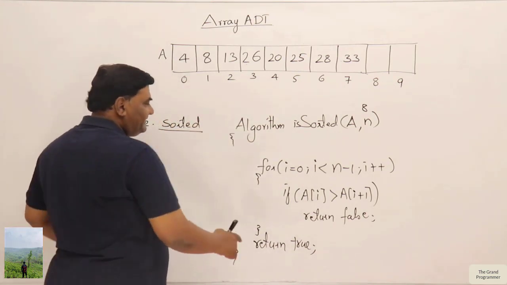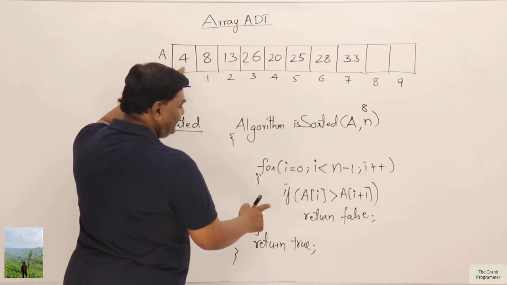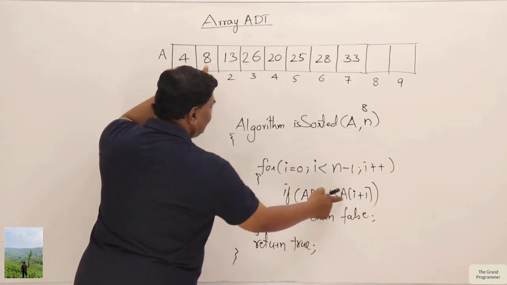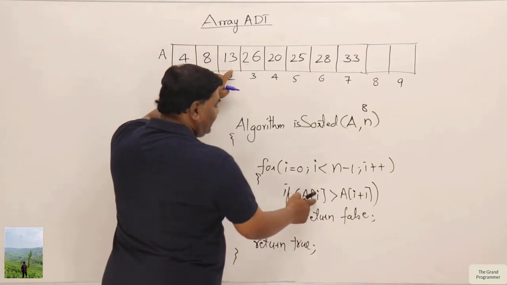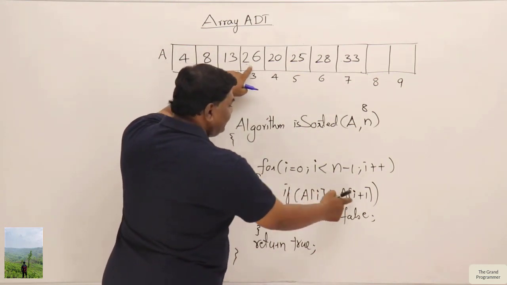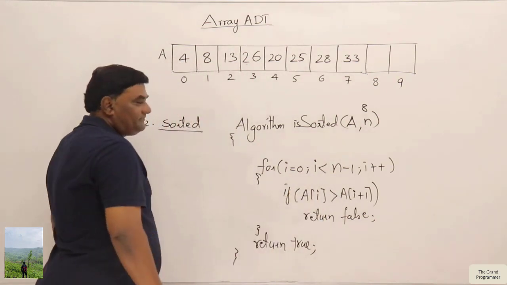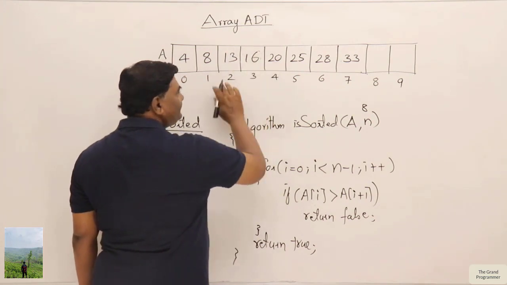So in this case, it will check a of i with a of i plus 1. This is not greater, continue. This is not greater than this one, continue. This is not greater than that one, continue. This is not greater than the next one, okay, continue. This is greater than this one. Yes, this is greater than this one. So return false. Suppose this is not 26, this is 16 only, now it is completely sorted.